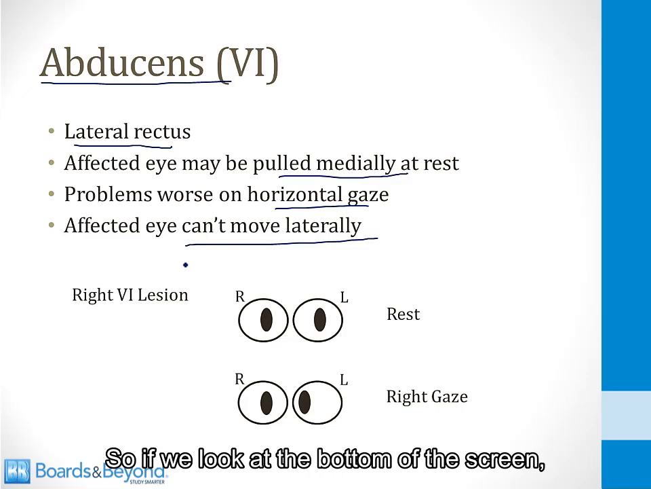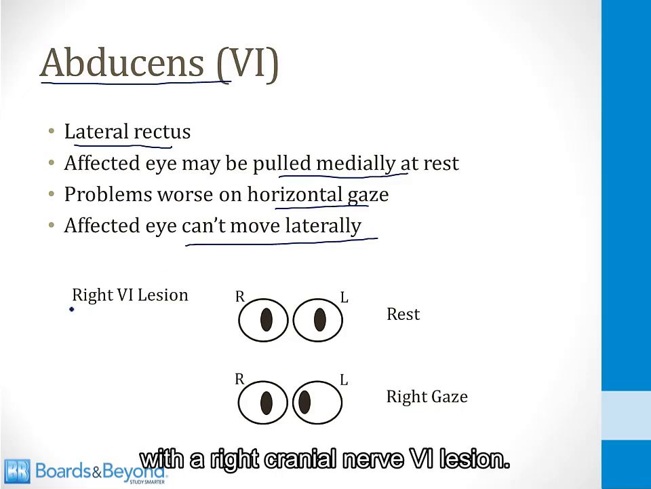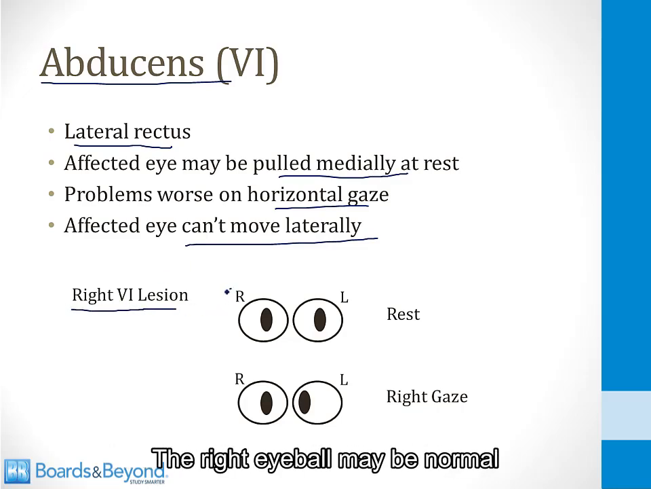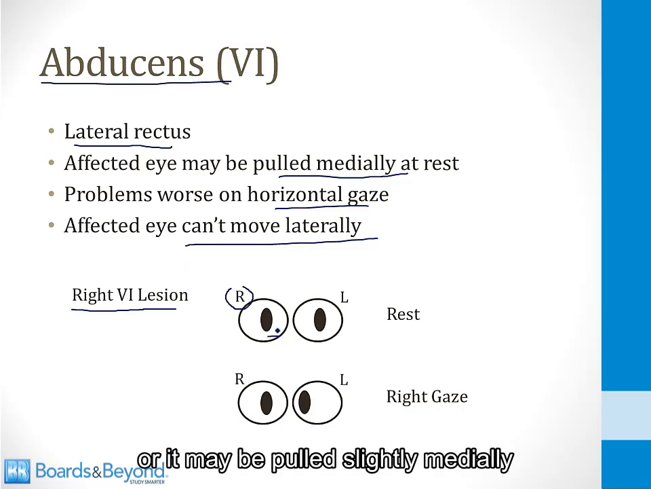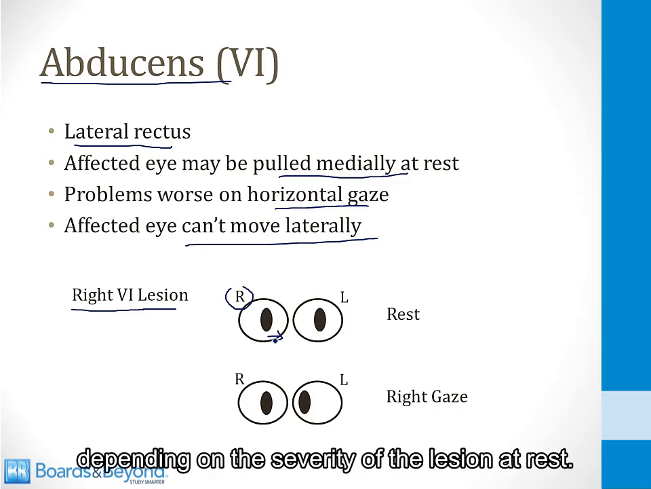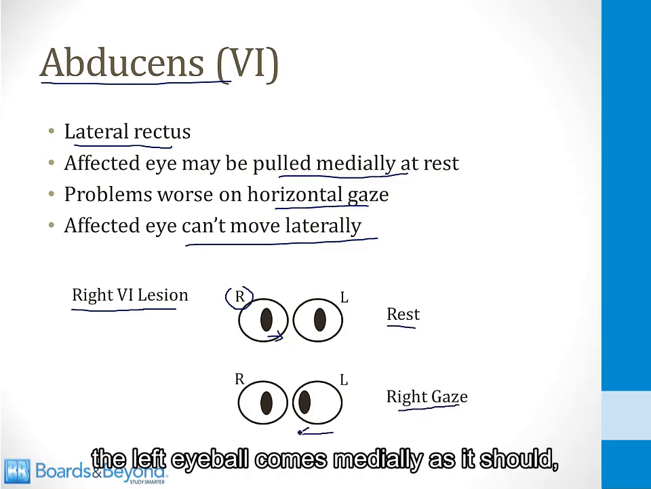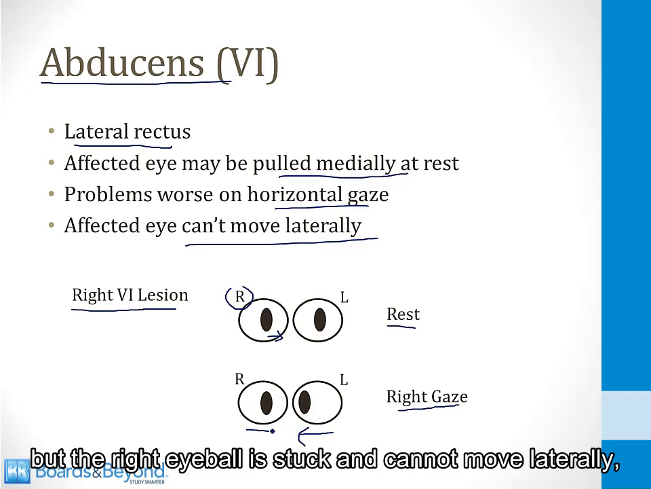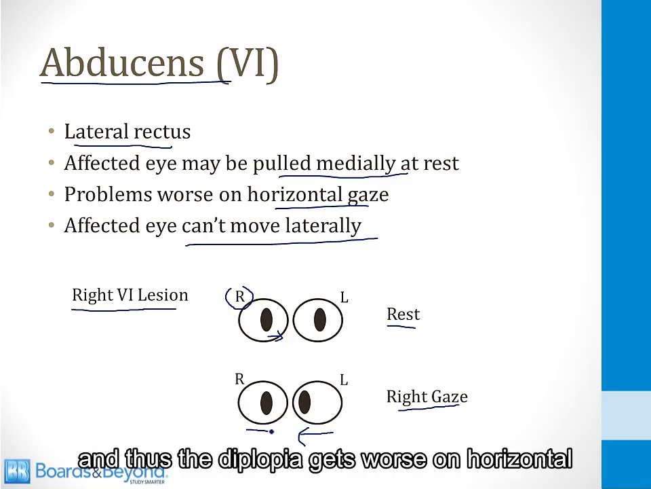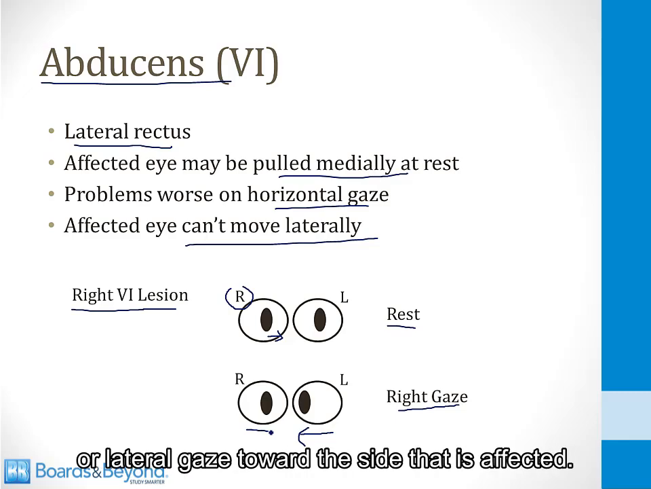So if we look at the bottom of the screen, I've demonstrated what can happen with a right cranial nerve 6 lesion. The right eyeball may be normal or it may be pulled slightly medially depending on the severity of the lesion at rest. However, when the patient tries to gaze to their right, the left eyeball comes medially as it should, but the right eyeball is stuck and cannot move laterally, and thus the diplopia gets worse on horizontal or lateral gaze toward the side that is affected.